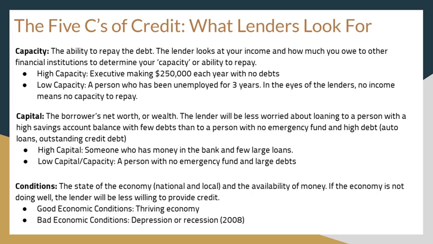The 5 C's of credit. These are what lenders are looking for. Capacity. The lender wants to know that you have the ability to repay the debt. They want to see your income and how much you owe to other financial institutions to determine your capacity or ability to repay. For example, high capacity is an executive making $250,000 a year with no debts. Low capacity is a person who has been unemployed for 3 years, and in the eye of the lender, no income means no capacity to repay.